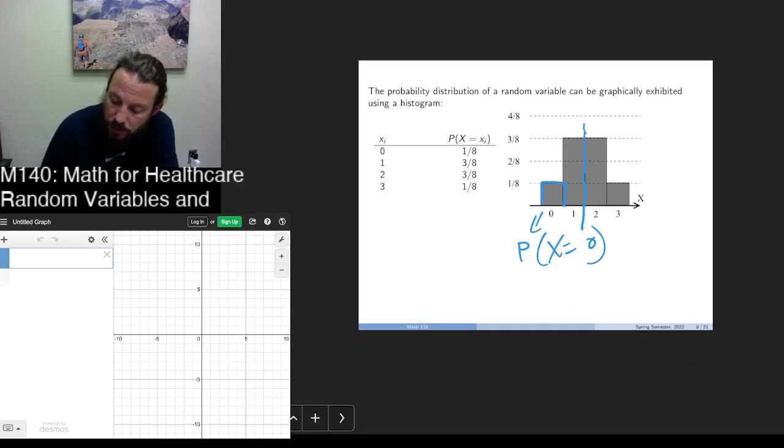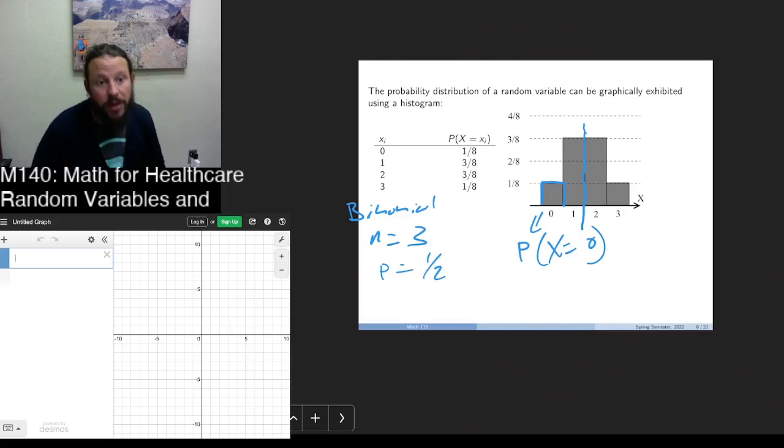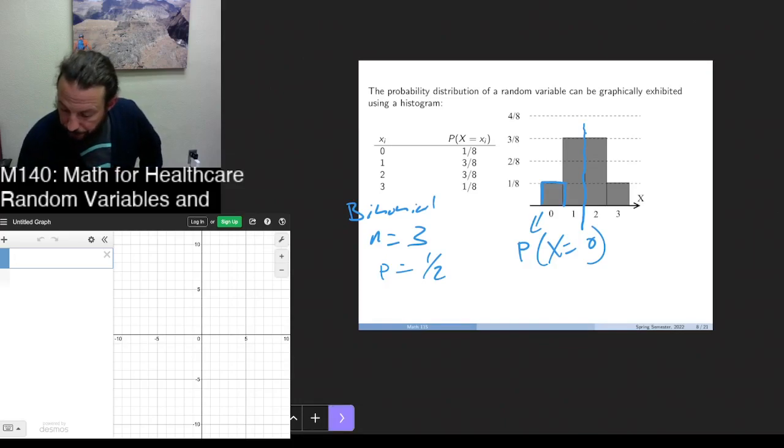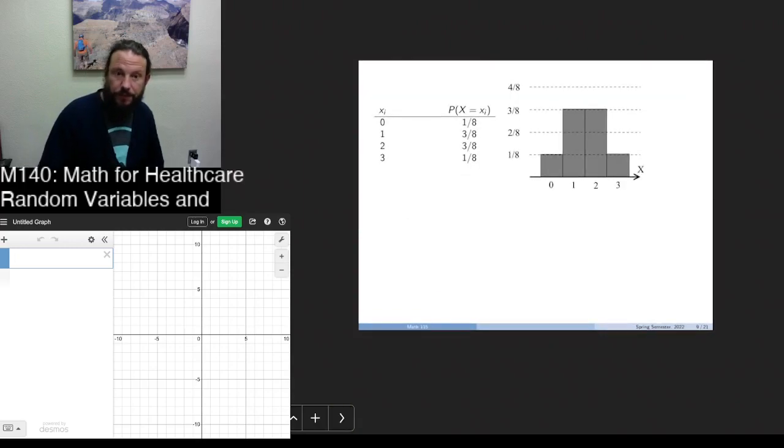And let's remind ourselves this is a binomial with n equal to 3. That's how many times I'm flipping the coin, and the probability of success is equal to 1/2. Well, why is it binomial? Well, it's a fixed number of trials, and we know that the trials are independent, right? Flip one coin, the next coin is not affected by that. Okay, I'm going to skip that there.